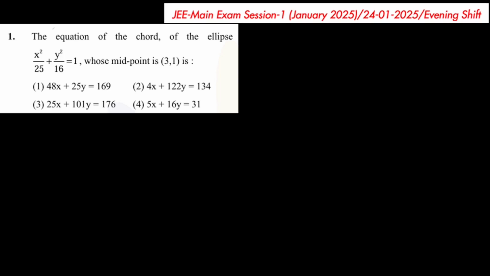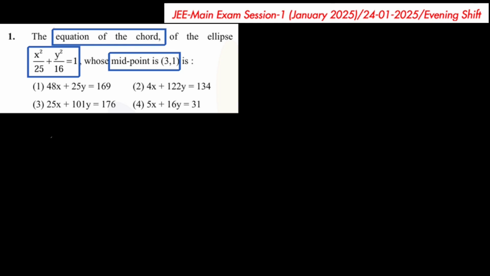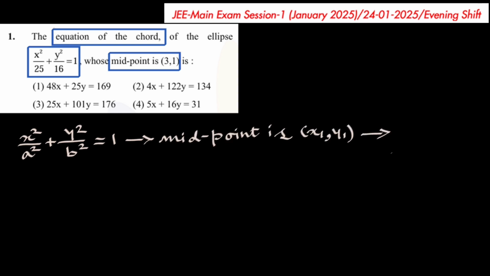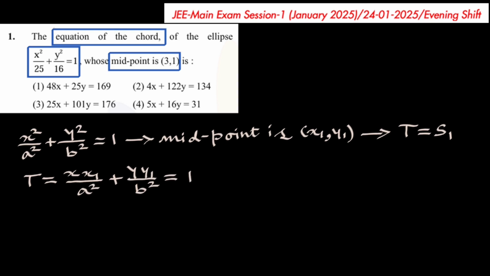In this question, the equation of an ellipse is given and the midpoint of the chord is given, and from this we have to find the equation of this chord. We know that the equation of the chord of the ellipse whose midpoint is (x1, y1) is given by T equals S1, where T is x x1 upon a square plus y y1 upon b square equals 1, and S1 equals x1 square upon a square plus y1 square upon b square equals 1.